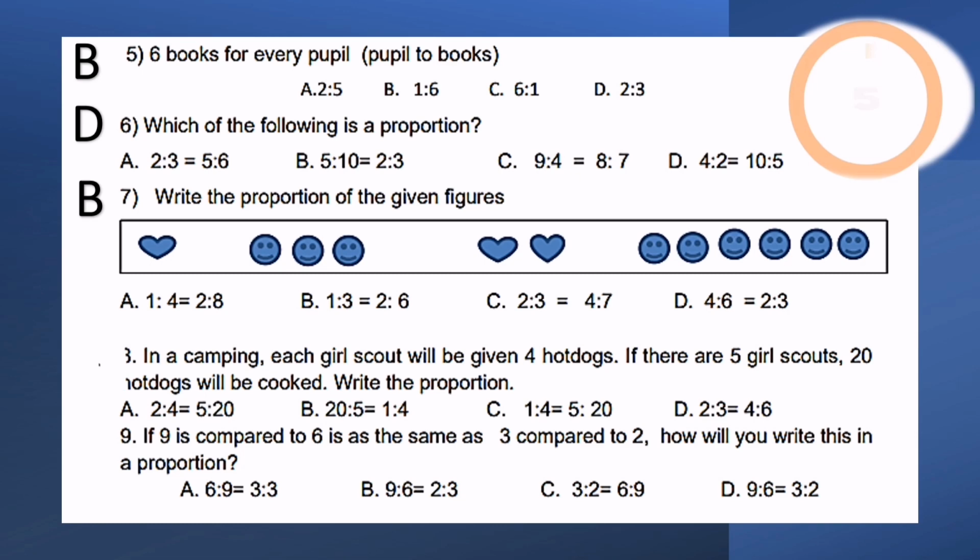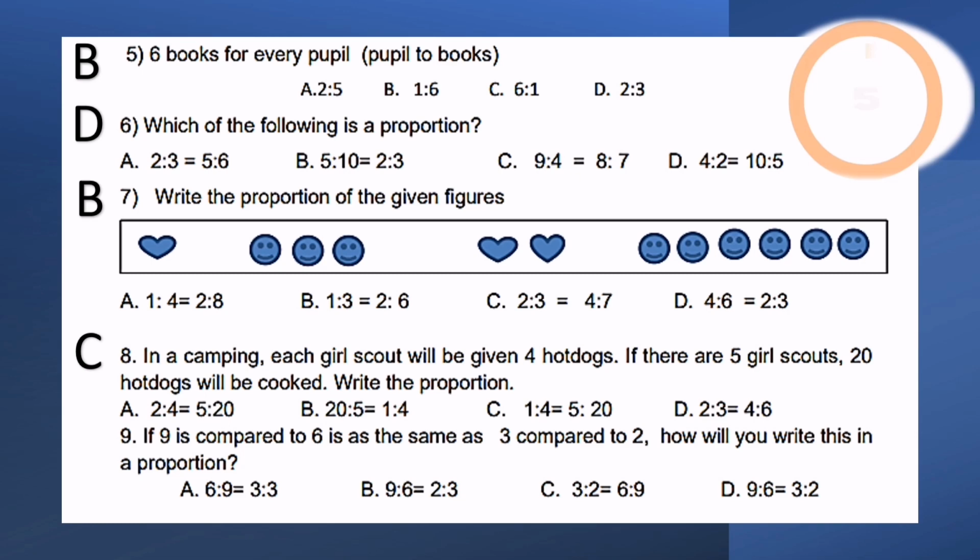Number 8, in a camping, each Girl Scout will be given 4 hot dogs. If there are 5 Girl Scouts, 20 hot dogs will be cooked. Write the proportion. Timer starts now. And the answer in number 8 is letter C, 1:4 is equal to 5:20.